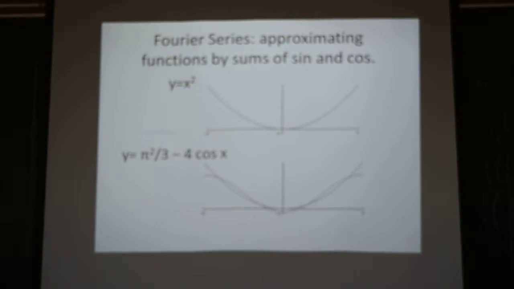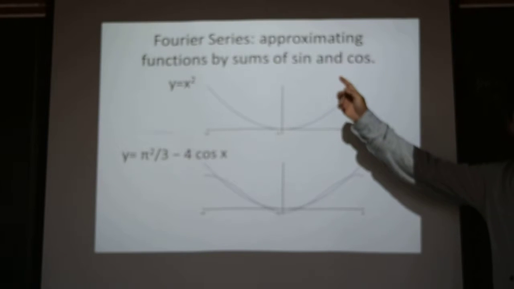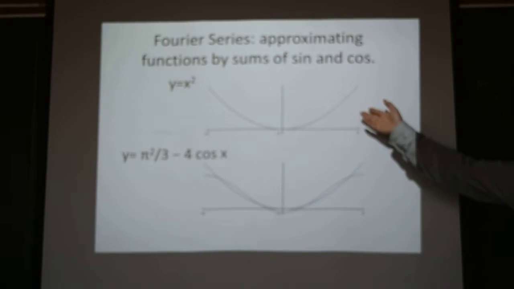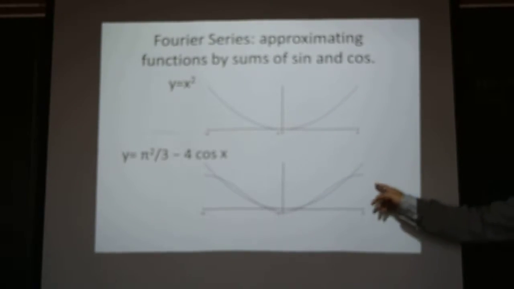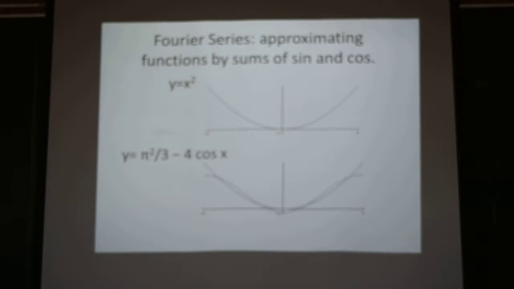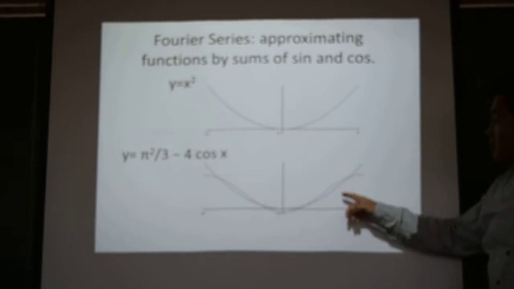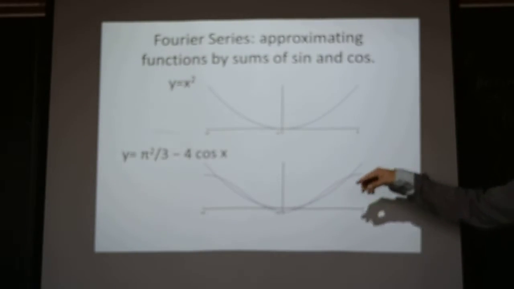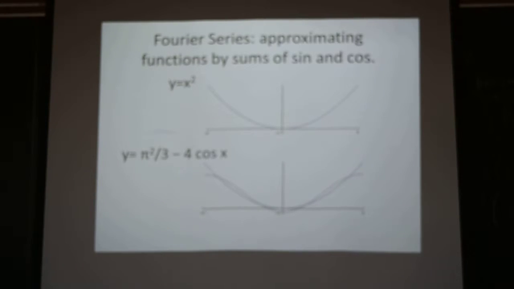Here I have y equal to x squared, the regular parabola. Everyone knows the graph of y equals x squared, right? And here I have the graph of pi squared over 3 minus 4 times cosine x. And that's the one in purple. So the blue one and the purple one are graphed together. They look kind of similar, right? Not very much? Kind of.